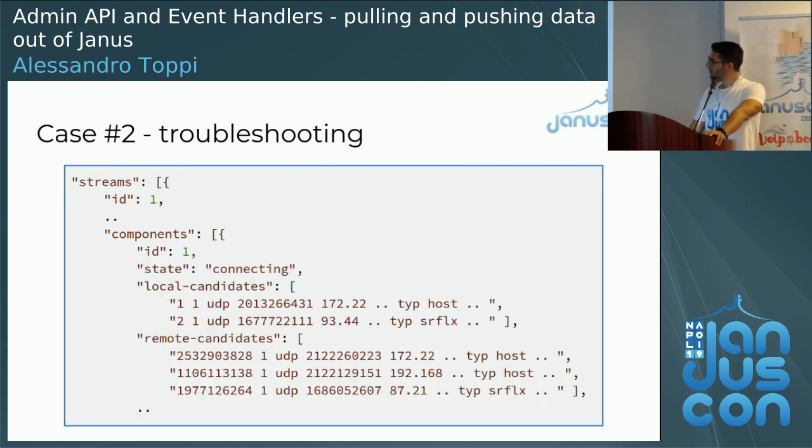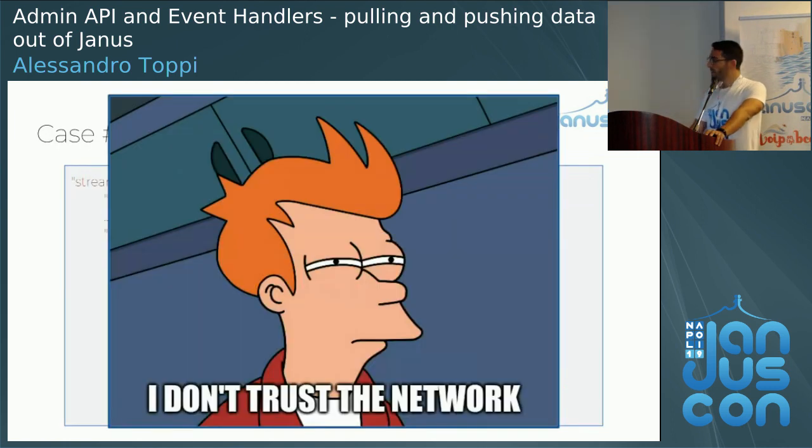So we have to drill down in the Janus response, and we're focusing on the stream section, in the part relative to ICE. We can see that the state is still connecting, and we have a bunch of local candidates and remote candidates, UDP candidates. Also, we have some public IP gathered through the usage of a STUN server. But this is not working. Why? Well, maybe this is one of the cases where we have to blame the network.